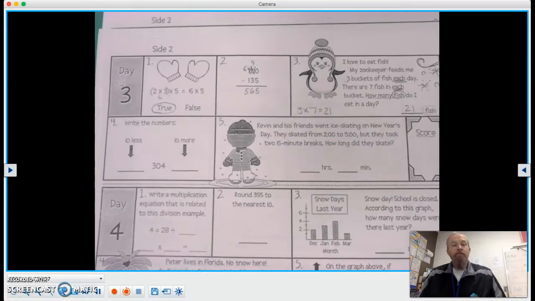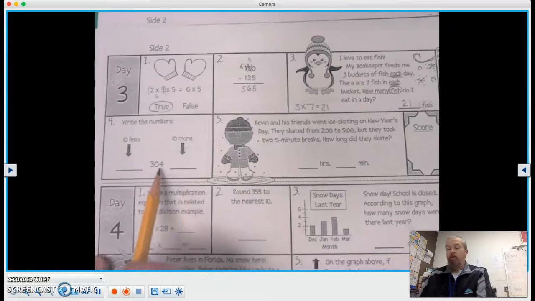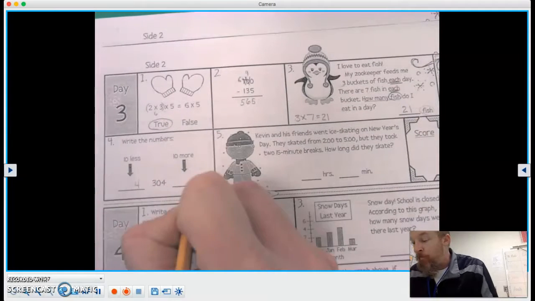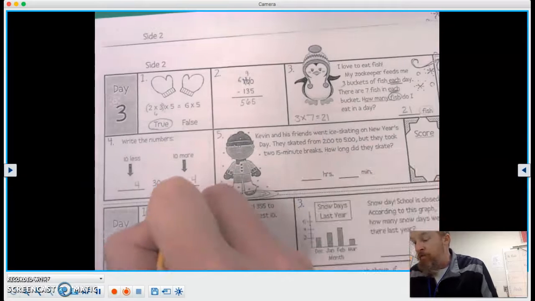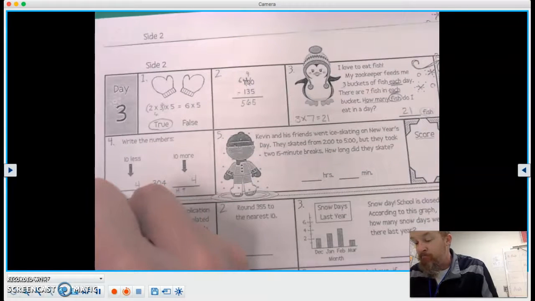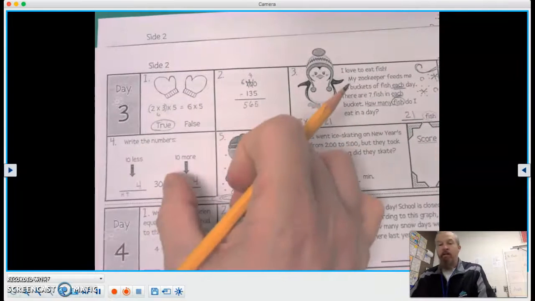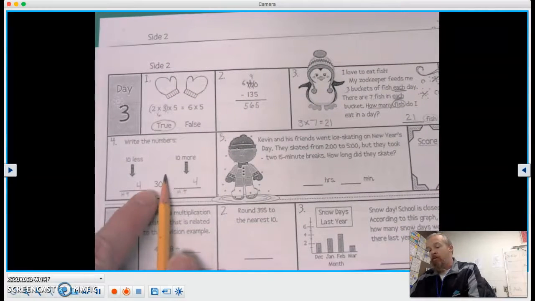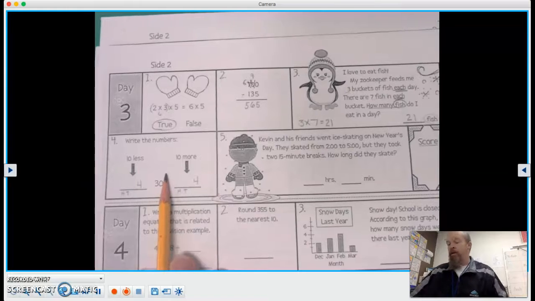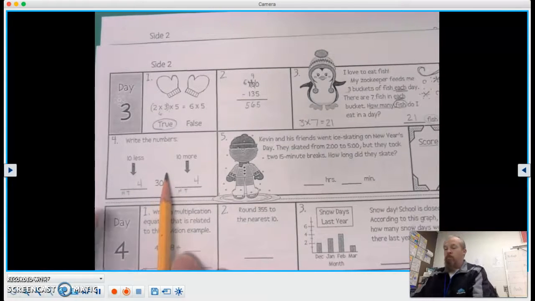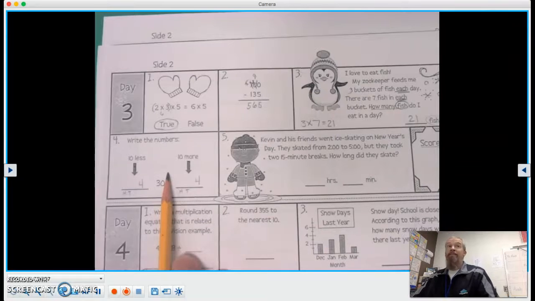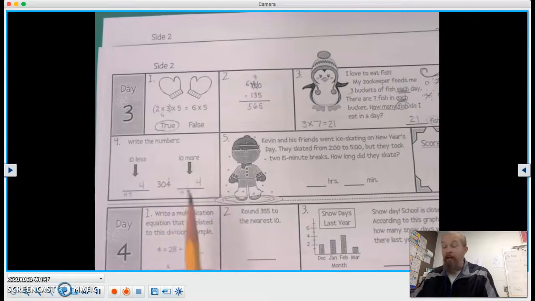Number 4. Write the numbers 10 less and 10 more. All right, so there's 304. Let's just put a 4 down there in the ones column for each problem. And really, let's just focus on the hundreds and the tens. Okay, so we're going to cover up that 4, and we're just going to pretend that now we have our hundreds and our tens. So it doesn't even matter about that 4 right now. So, what is 10 less than 30? So 1 ten less than 30 would be 29.